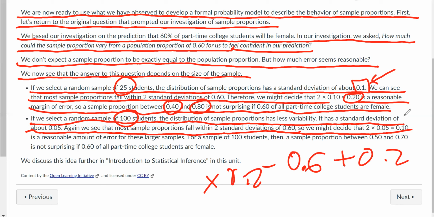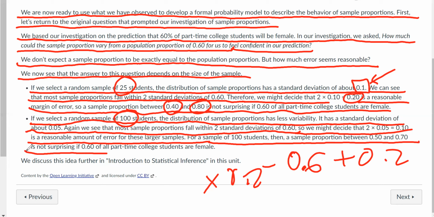So we might decide that 2 times 0.05, which is 0.10, is a reasonable amount of error for these larger samples. For a sample of 100 students, then, a sample proportion between 0.50 and 0.70 is not surprising if 0.60 of all part-time college students are female.